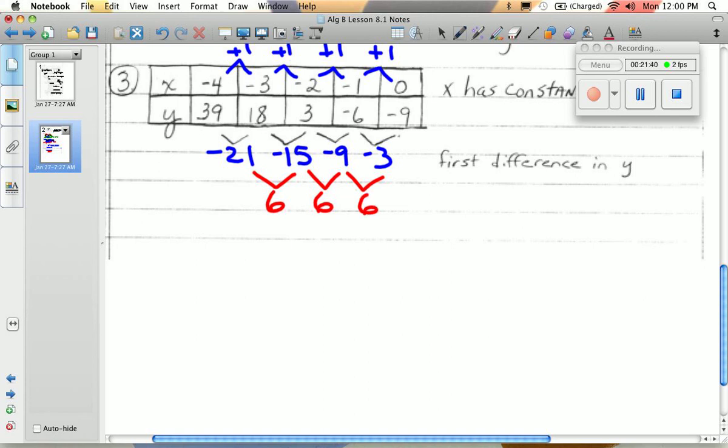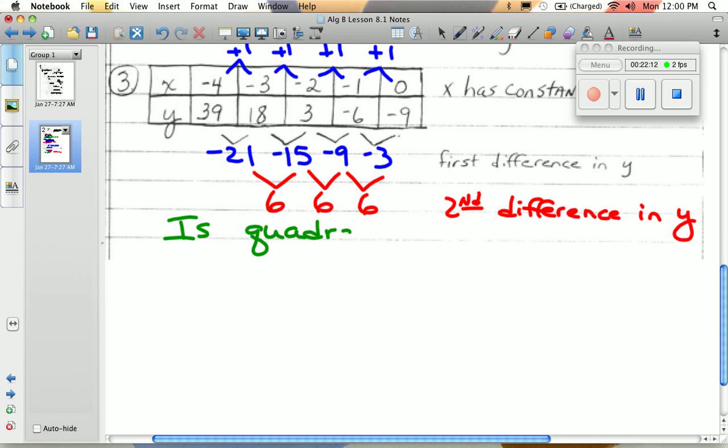Do we have a common second difference? This is our second difference. Second difference in y. Write that on there. We just found the second difference in y. If all of them are the same, we can say it is quadratic. So because we have a common second difference, we're going to say this one is quadratic. If we graphed it, we would get a U-shaped graph. And the reason is because we have a common second difference.